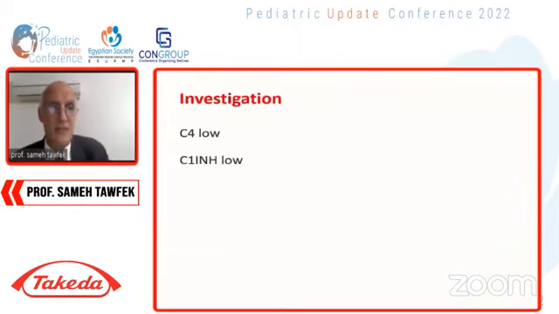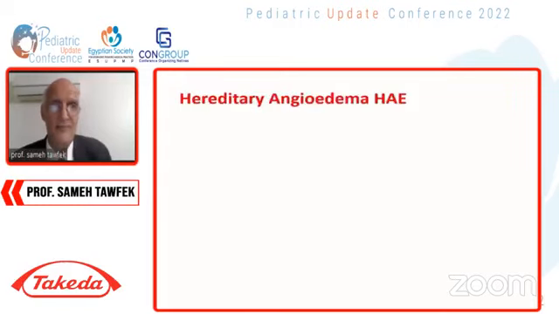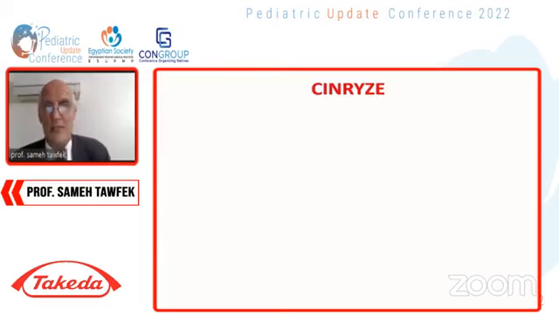Investigation for this young lady, Laila. C4 was normal. C1 esterase inhibitors was low. I'm sorry, C4 was low and C1 esterase inhibitors was low as well. So the diagnosis was made hereditary angioedema type 1. Then how to manage Laila.